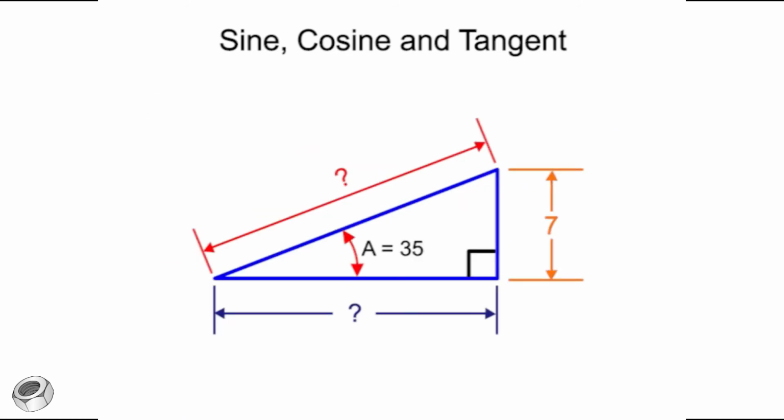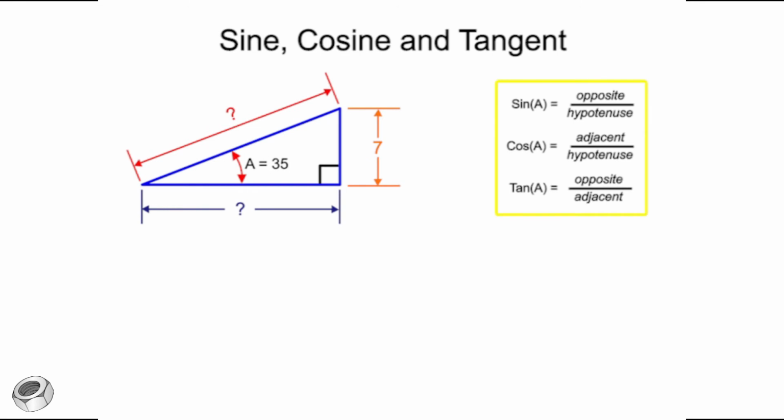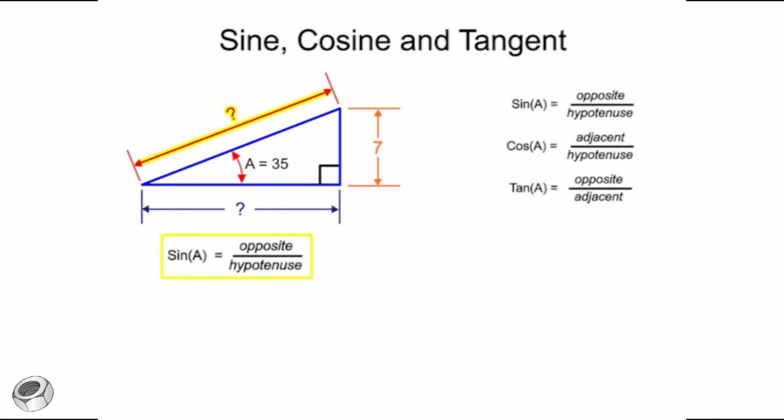If any one variable in the equation is unknown, we can use the sine, cosine, and tangent equations to solve for the missing value. For example, if we know that angle A is 35 and the opposite side is 7, we can solve for the hypotenuse using the sine equation.